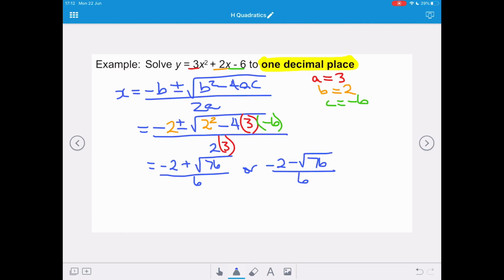Now it's asking us to round to 1 decimal place, so remember to give unrounded answers. So the first root is going to be 1.119, and that's going to round to x is approximately 1.1 to 1 decimal place. And our second root is going to be equal to negative 1.786, and so on. And so that's going to round to x equals negative 1.8 to 1 decimal place.